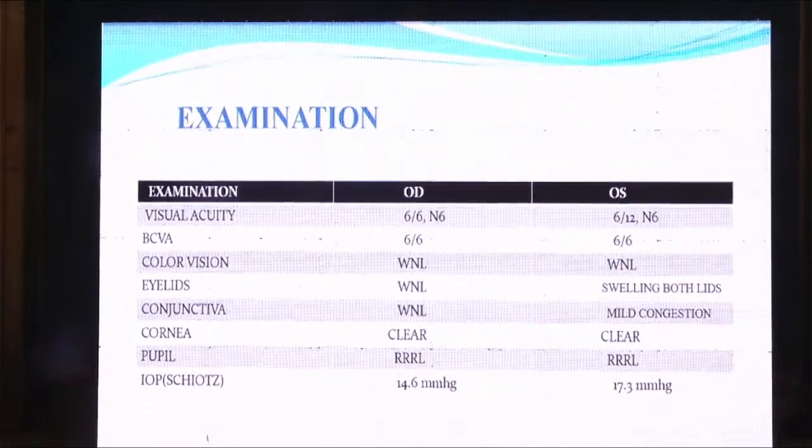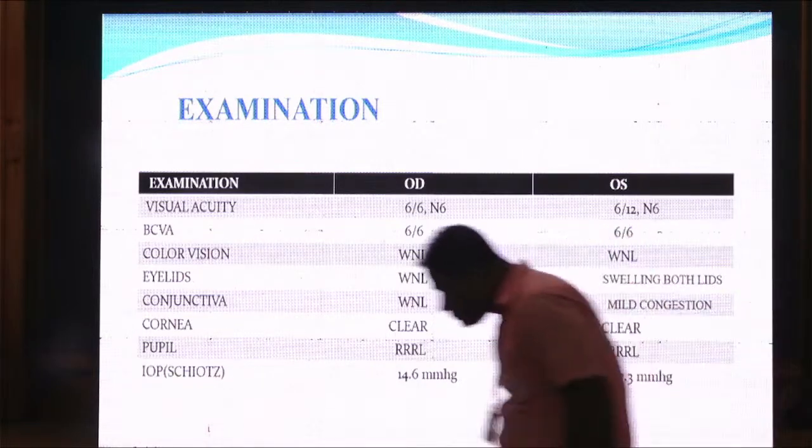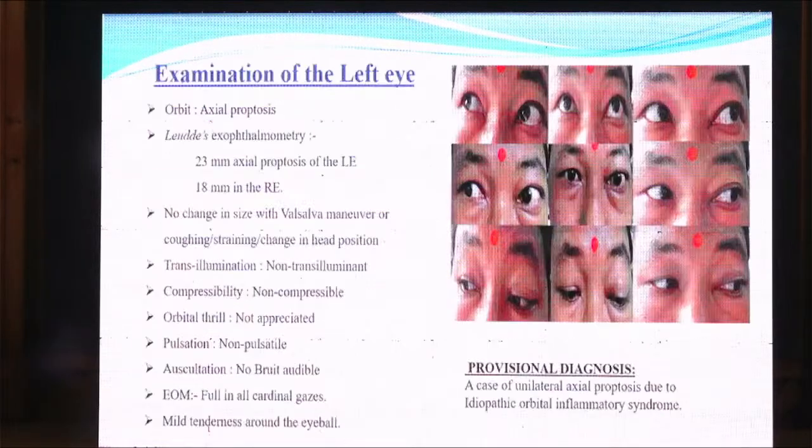Coming to examination, right eye finding was normal, within normal limit. In the left eye, visual acuity was 6/12, but the best corrected visual acuity was 6/6. In the eyelids, there is mild swelling of both upper and lower eyelids, and the conjunctiva was mildly congested. Others are within normal limit.